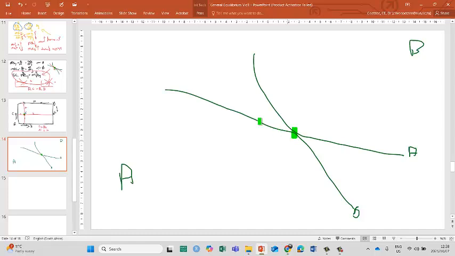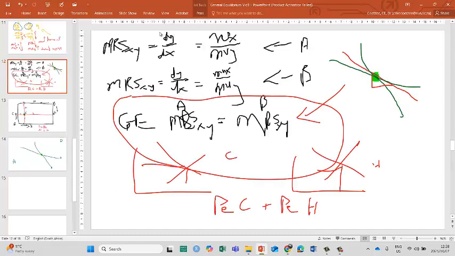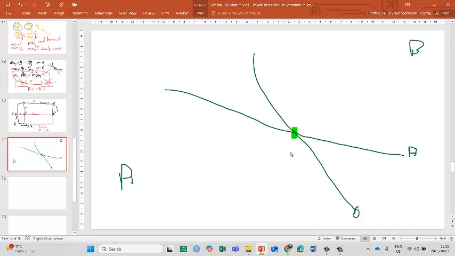And remember, we said that the slope of the indifference curves is also equal to the marginal utility of x over the marginal utility of y. So they derive the same amount of additional utility from an increase in consumption of x and an increase in consumption of y. And therefore, this is the steady state or general equilibrium. You see, it's also efficient.